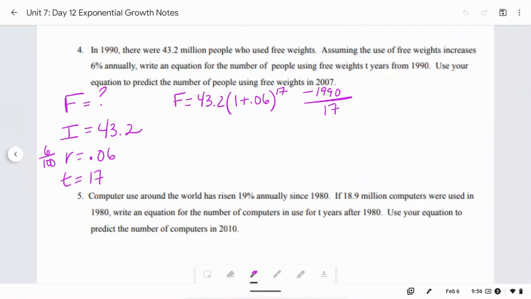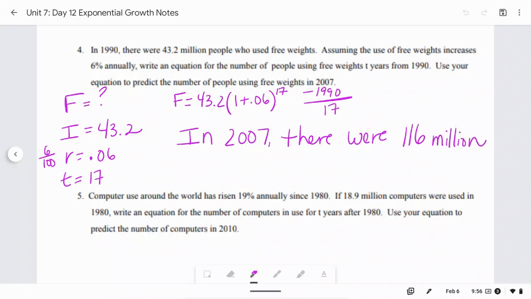Okay, so in a sentence, I would say in 2007, there were 116, and remember we got to add the word million because we left off all those zeros. So there were 116 million people using free weights.